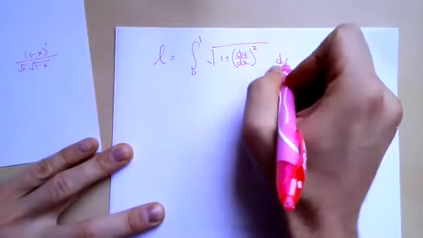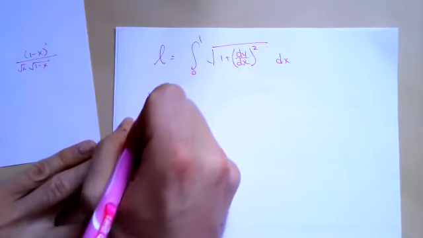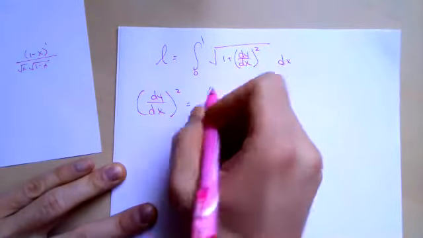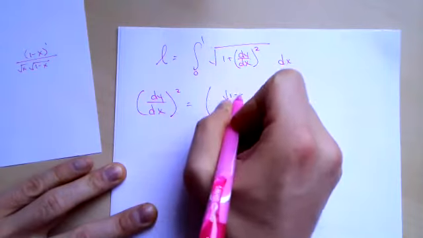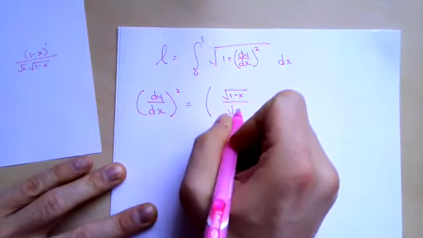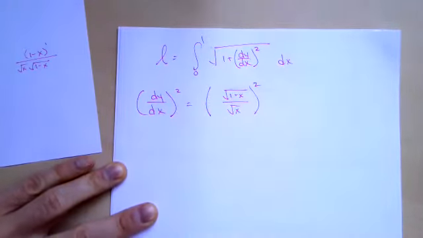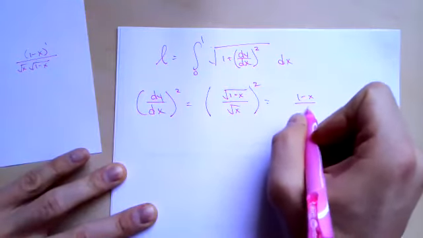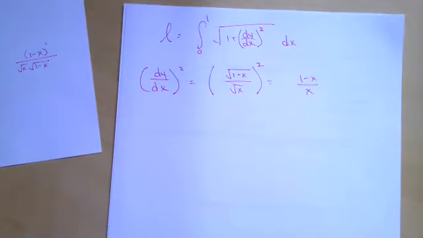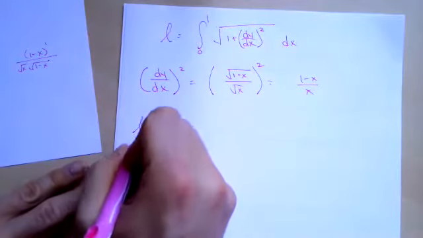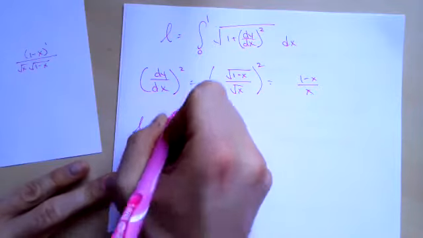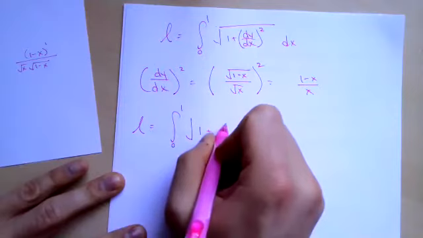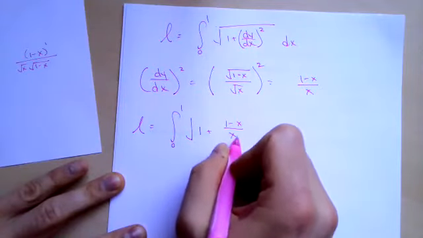So our arc length was this guy. Our dy/dx, let's go ahead and square it, is then going to be the square root of 1 minus x over the square root of x, squared. And nicely enough, that's 1 minus x over x. And so when we plug that in, our integral from 0 to 1 of the square root of 1 plus (1 minus x) over x dx.